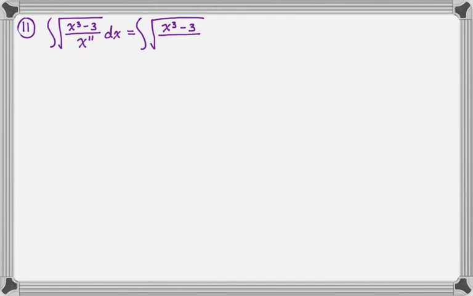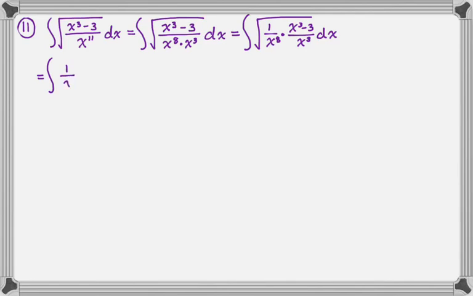So I'm going to break up this denominator into x to the 8th times x cubed, because that'll do it. And then rewrite it a little bit, just trying to make it clear what's happening. So I'll make it 1 over x to the 8th times x cubed minus 3 over x cubed dx. The square root of 1 over x to the 8th is actually just 1 over x to the 4th. And then this we can simplify to 1 minus 3 over x cubed dx. And now we're ready to do the problem.